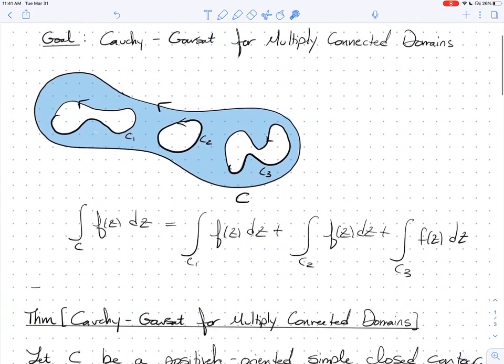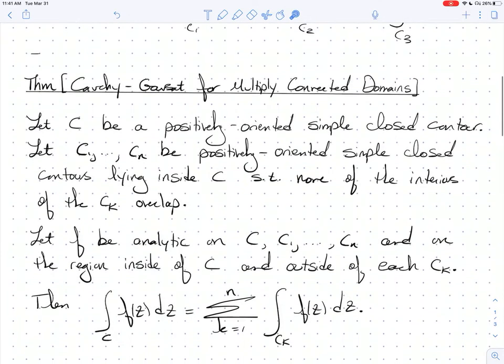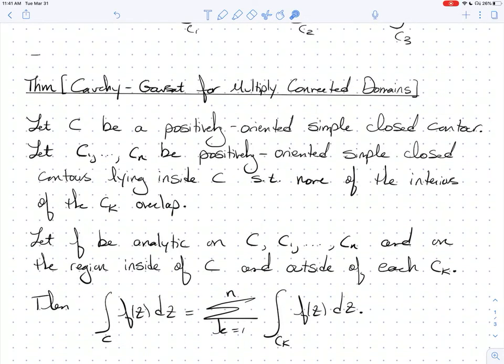Let's look at the full statement of it. So here it is. I didn't want to write it out on the screen because it would take so long. I guess it's kind of boring to read it, but that's okay. So C is a positively oriented simple closed contour. That's our large C, our big C. The C1 through Cn are our little C's inside. I'm going to say they're positively oriented, simple, closed. They lie inside C. And then here is one technical condition that's important. I want none of the interiors of the C's to overlap. It's okay if the curves bump each other and share a point, but their interiors can't overlap.